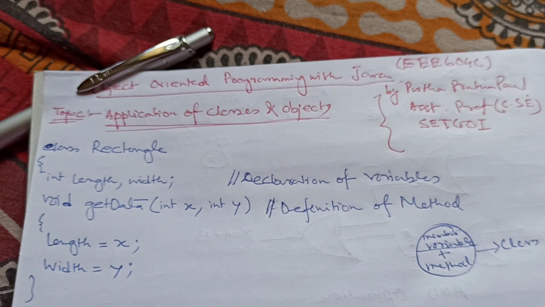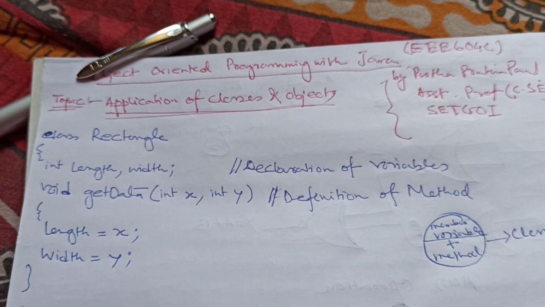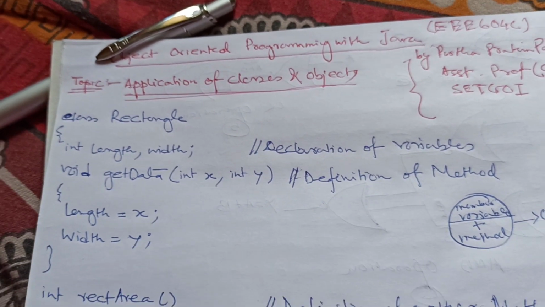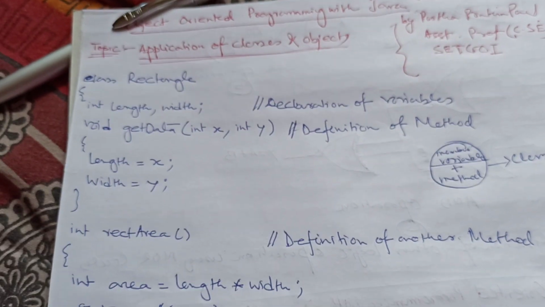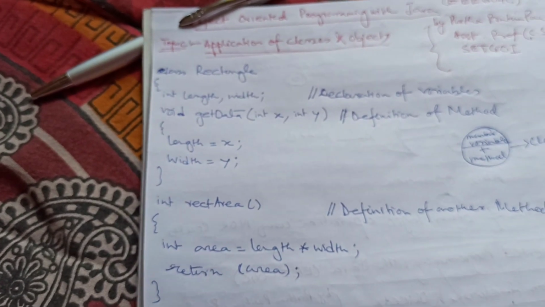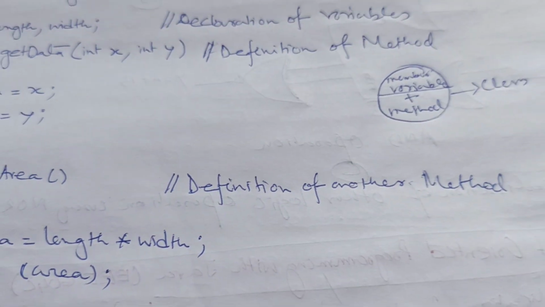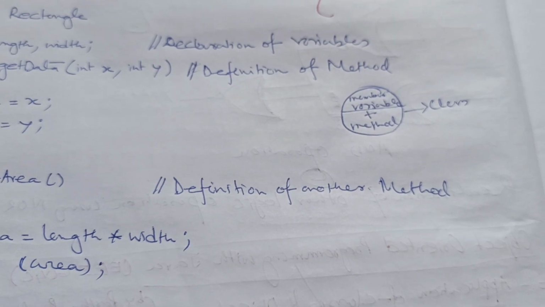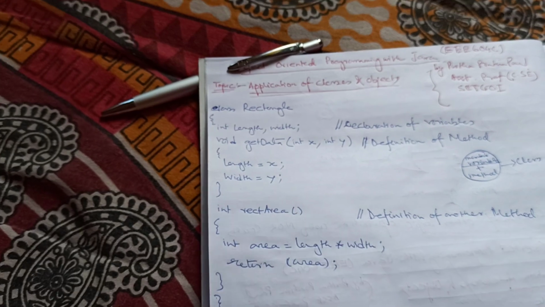Today we will discuss object-oriented programming with Java. In this subject we will discuss the application of classes and objects. So I will explain this using a programming example. Okay, so first, what is a class? A class is basically a combination of member variables and methods. Okay, and what is an object? An object is an instance of a class.